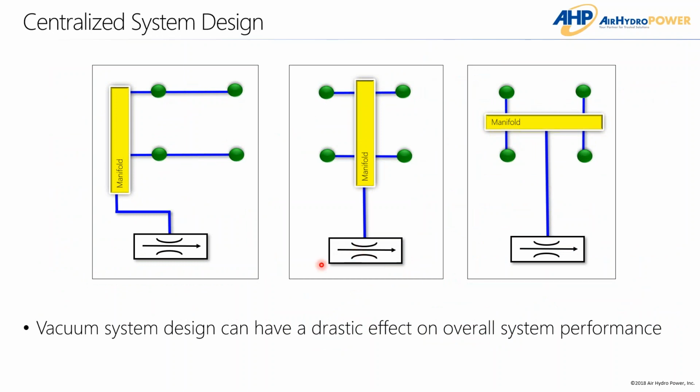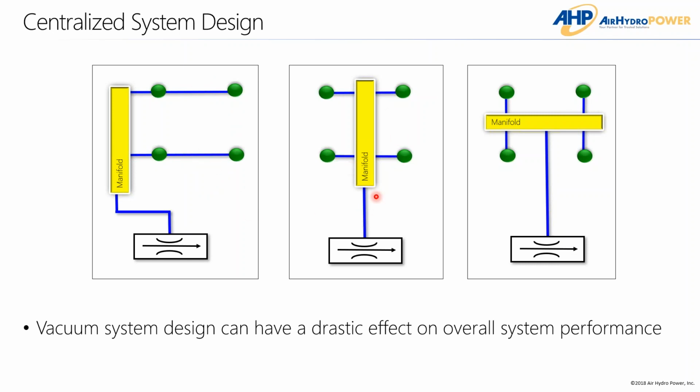So here's just a breakdown of three different design layouts for a centralized system. Here you see it's more in line, where you're going to a manifold and then going from cup to cup. This is the least efficient and probably going to give you the most problems because you're not getting the equal reaction of the vacuum and the blow off.